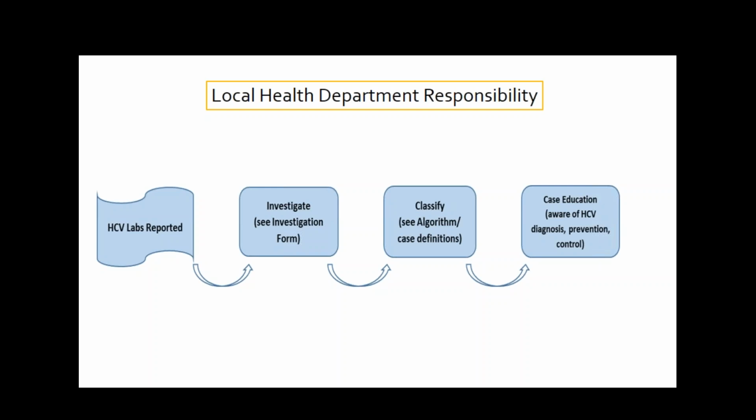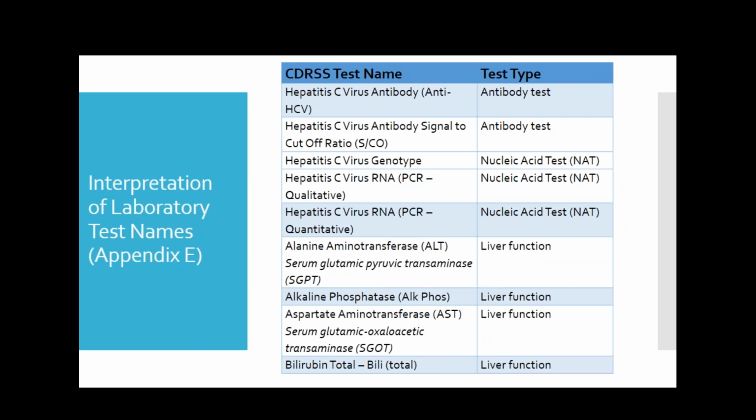The local health department is expected to ensure or confirm that the case is educated on methods to prevent transmission of HCV, and where possible, provide information related to linkage to care. The revised CDS-17 investigation form, as mentioned before, is provided to help in investigation.